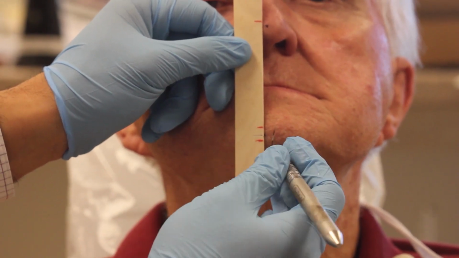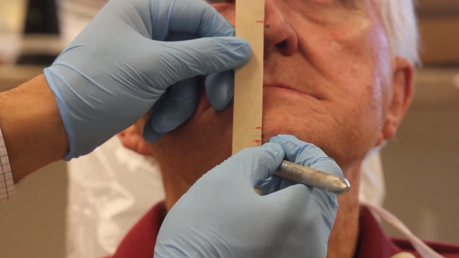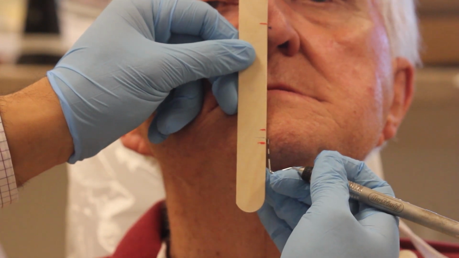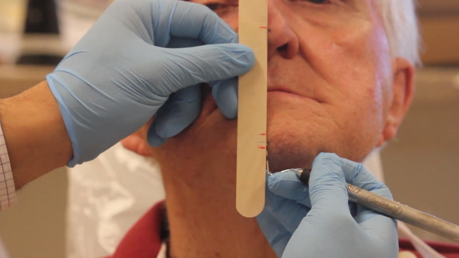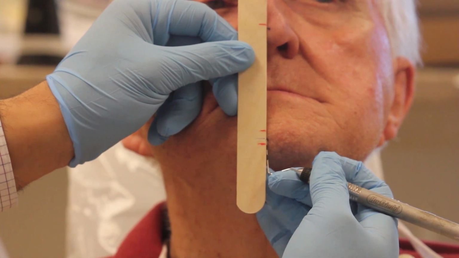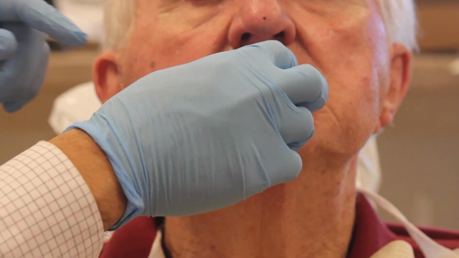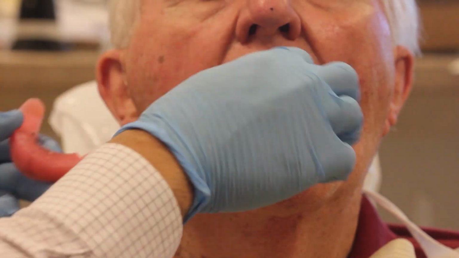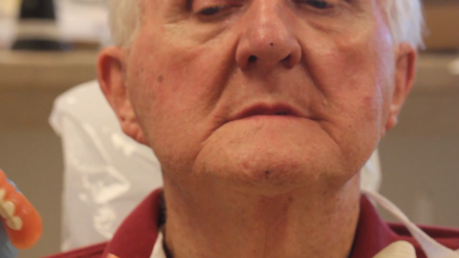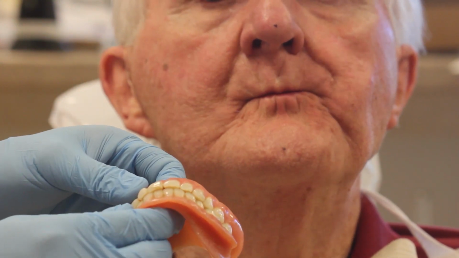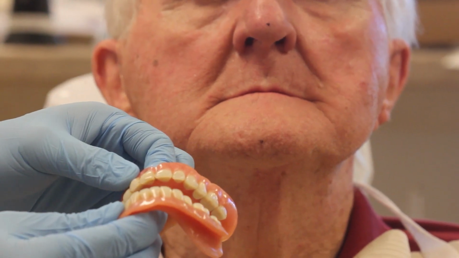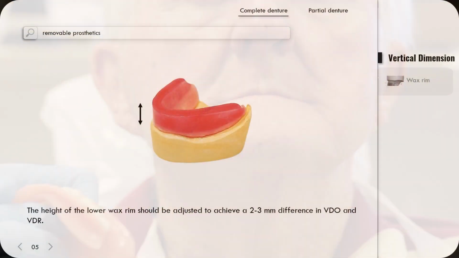Okay, so now the difference between his vertical dimension of rest and his new vertical dimension of occlusion is closer to the 2 or 3 millimeters that we're looking for. So we've essentially opened up his vertical dimension, and that happens. Patients will often lose vertical dimension because of the acrylic teeth on the existing dentures. These will wear down over time, so the distance between the jaws gets closer and closer to each other.